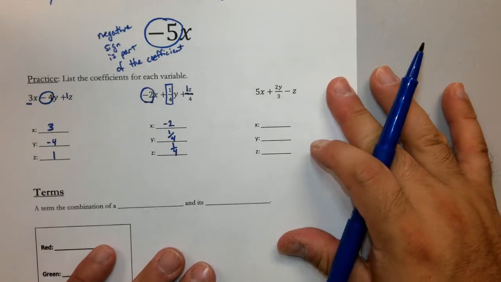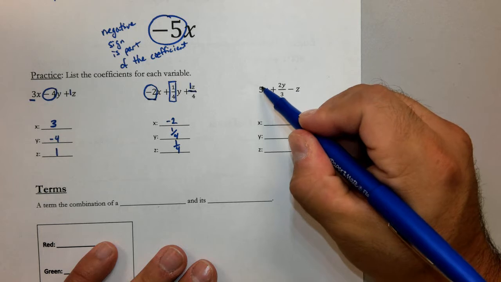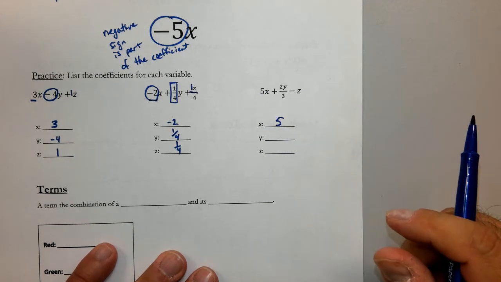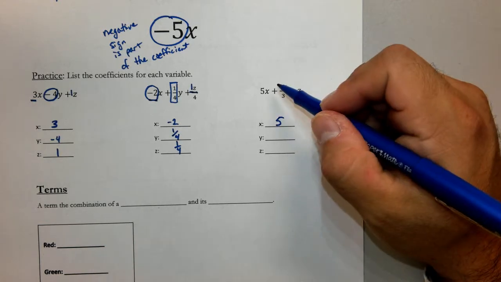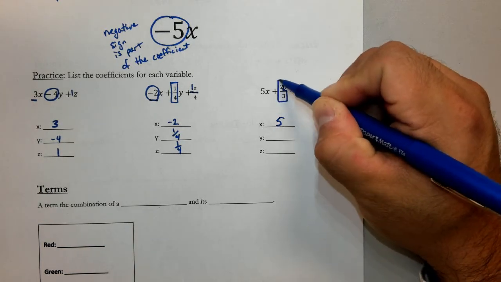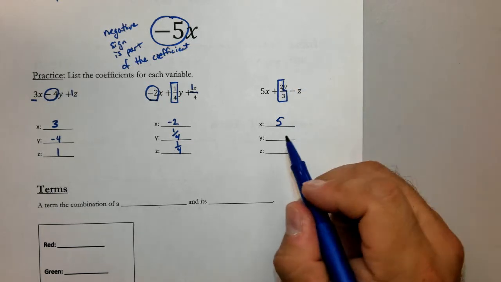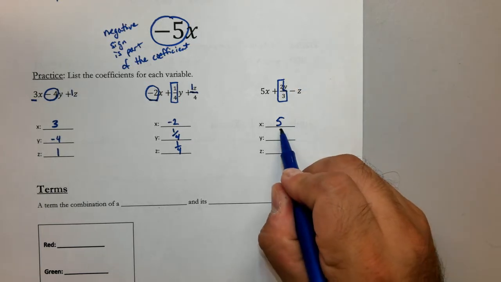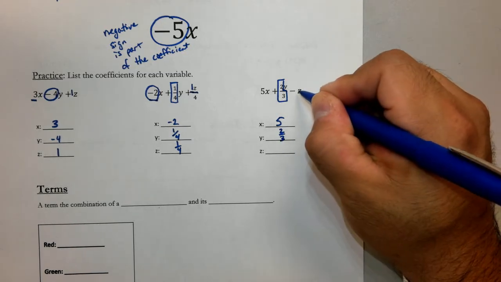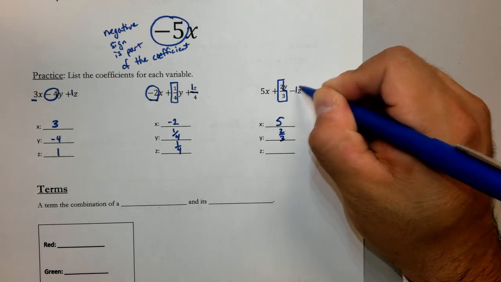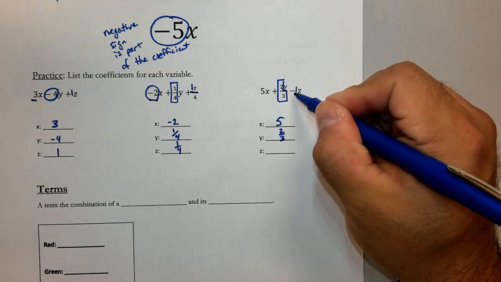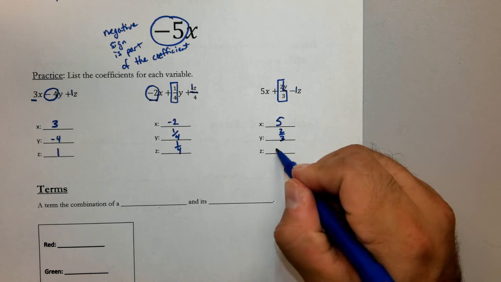Now over here is very similar to what we did before. The coefficient for 5x is just 5, and the coefficient for y, now for y, it's part of this larger fraction, so the coefficient for y is going to be 2/3, positive 2/3. And z has no coefficient that's written down, so I'm going to assume that it's a 1, and we'll just take the sign of the number in front of it, so it's going to be a negative 1.